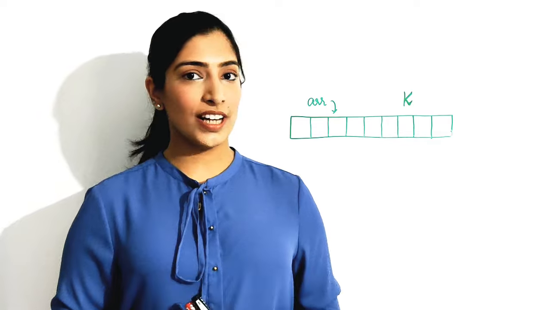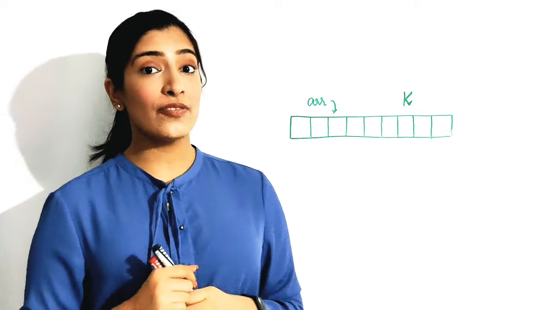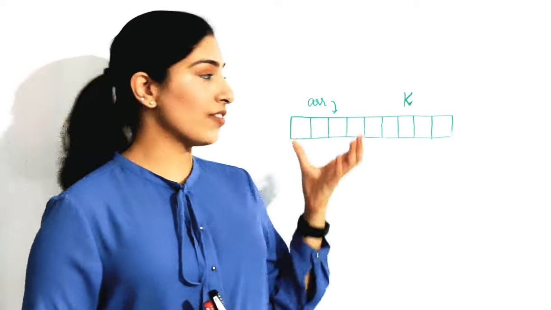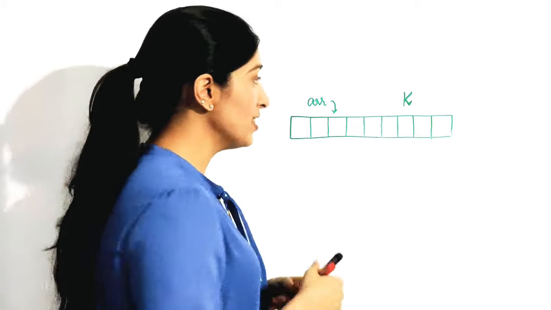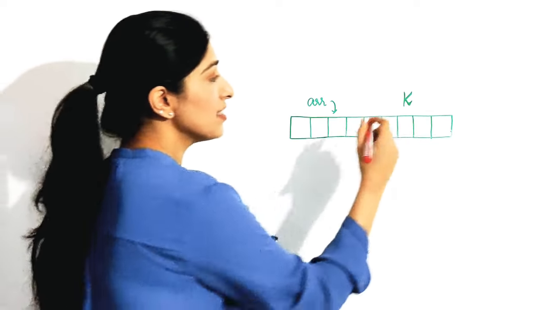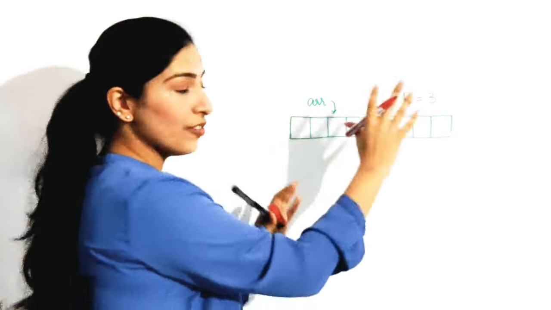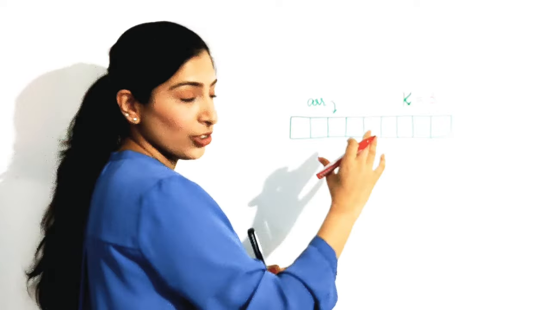So let's get started. The question we are going to consider is, given an array and an integer k, we have to find the maximum sum that is possible for k consecutive elements in this array. So for example, this is the array given to us and the k that is given is 3. We have to find the maximum sum of k consecutive elements, right? So what are the possible k consecutive elements?